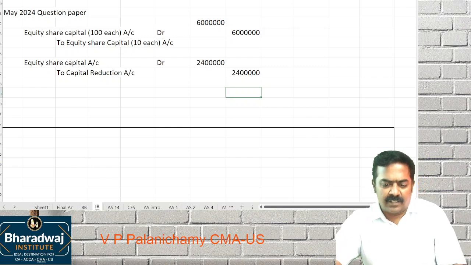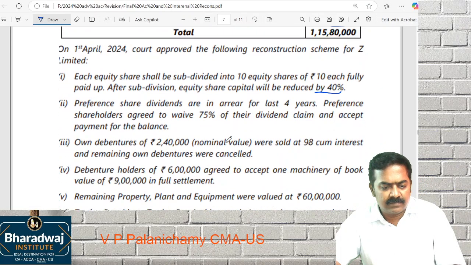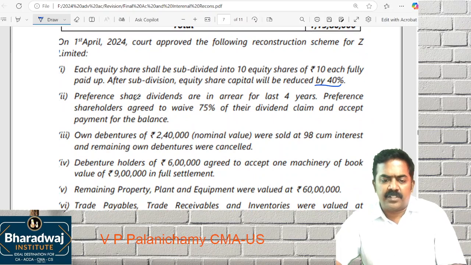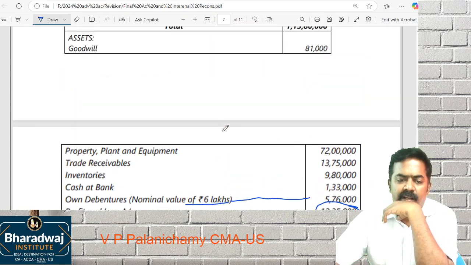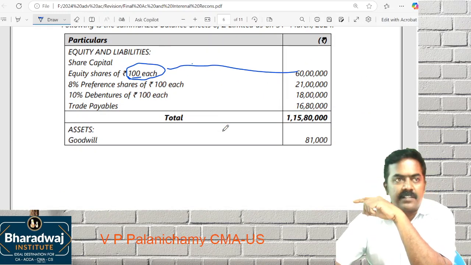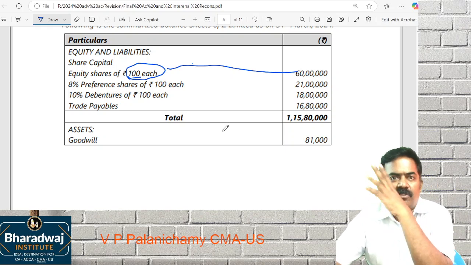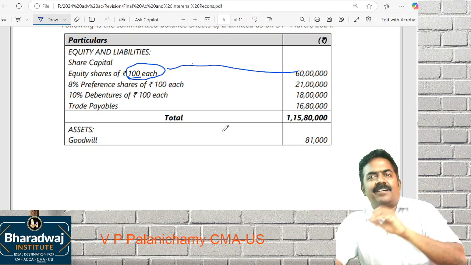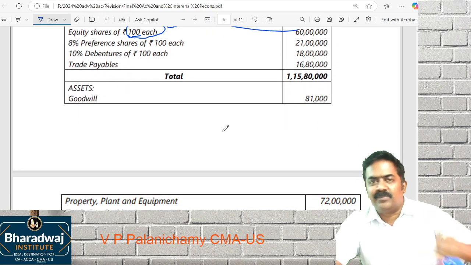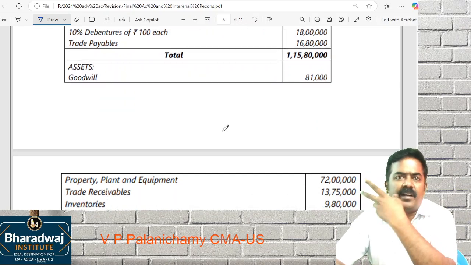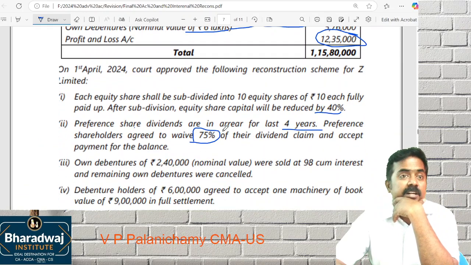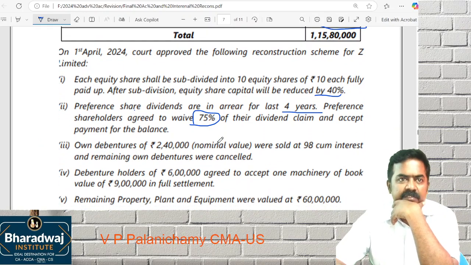Next, see what they have said. What is given next? Preference share dividend arrears for how many years? 4 years. They waived 75% of the dividend. The question is, is it recorded as a liability? Arrears of dividend is not recorded as a liability. If an unrecorded liability is waived, no entry. But it's not 100% waived. How much percentage is waived? 75% waived. How much do we have to pay? 25% we have to pay.